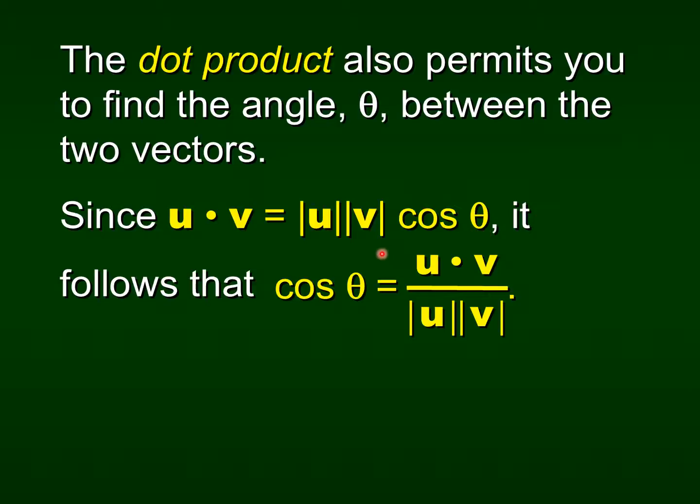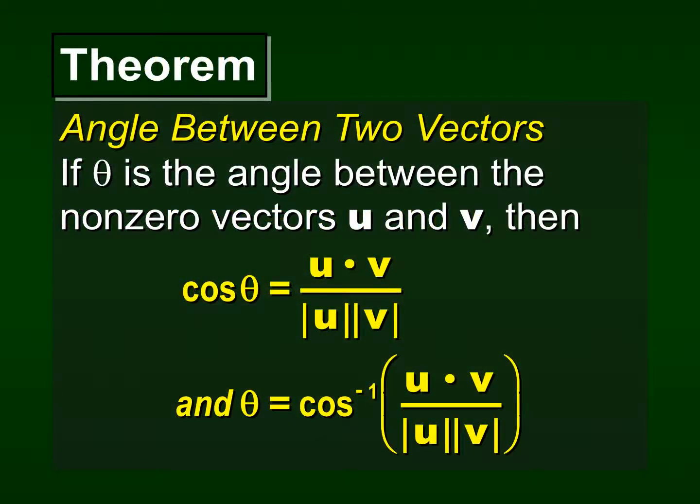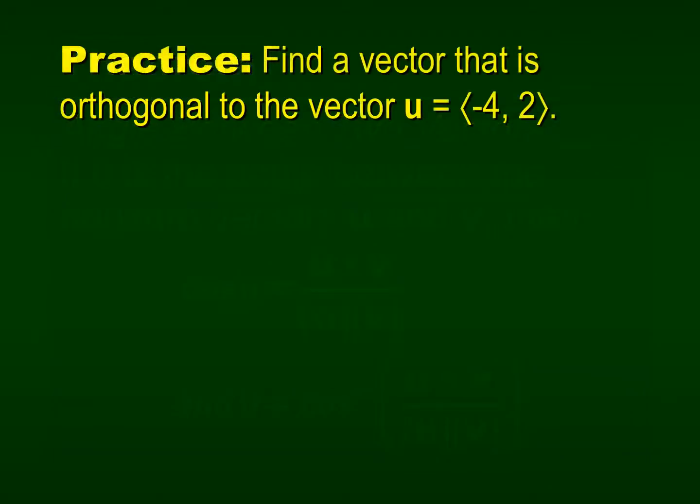So solving for theta, first we divide both sides by the absolute value of u times the absolute value of v. So now we have cosine theta equals u dot product v over the absolute value of u times the absolute value of v. And then to solve for theta, we just do cosine inverse of each side. So here's the formula. Theta equals cosine inverse u dot product v over the absolute value of u times the absolute value of v. Alright, so let's do some practice problems.